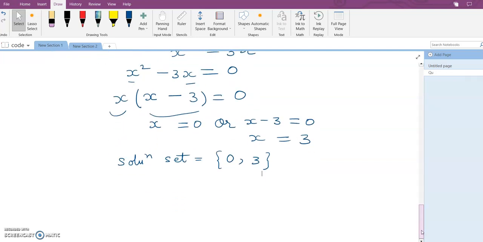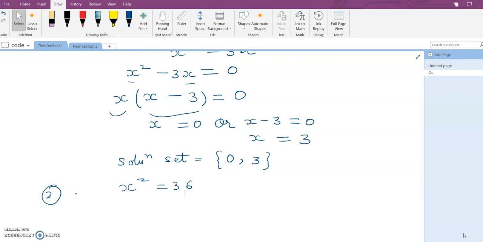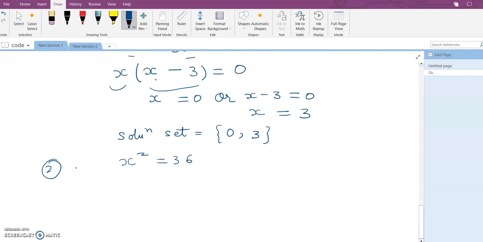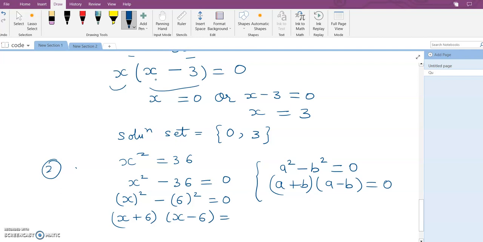Now let's see a different example. Okay, let's solve x square is equal to 36. So we will solve the second example. x square is equal to 36. So it will be x square minus 36 is equal to 0. So this is x square minus 6 square is equal to 0. Now if you remember the formula, a square minus b square equals a plus b into a minus b. So we will apply the same over here. So it will be x plus 6 and x minus 6 equals to 0.